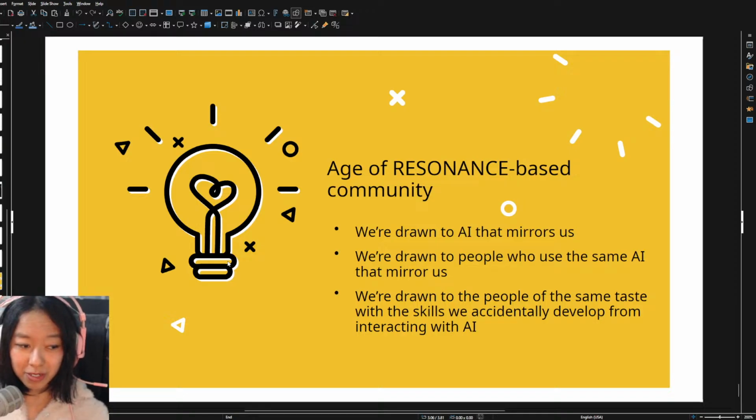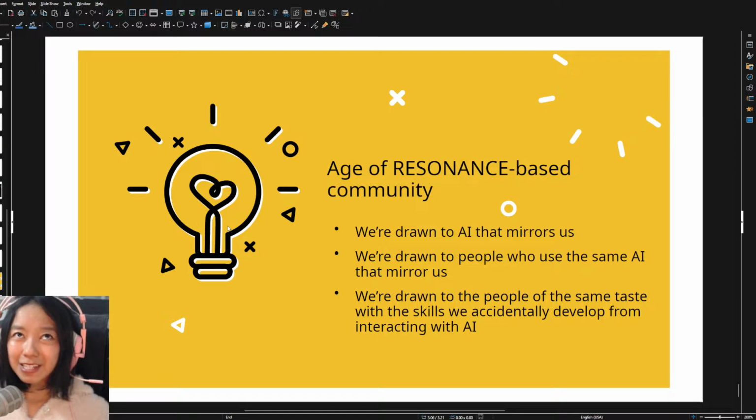But what I see from AI is that because there is no randomness, and because I test this resonance thing on real humans, I can see more people resonate with me from the digital screen. The people that I choose to meet are chosen, not really chosen, but there is a meaning why you choose to meet these people. We're drawn to AI that mirrors us. We're drawn to people who use the same AI that mirrors us. That's why we have the cult, Keep 4O.